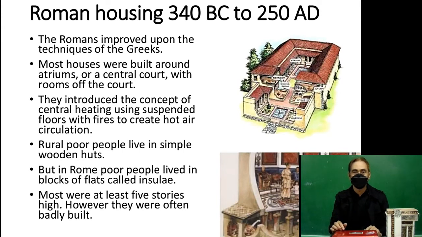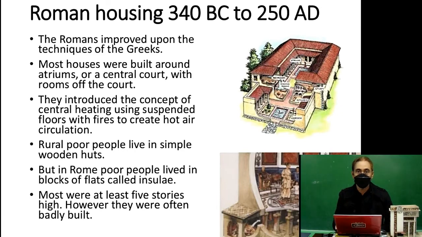Roman housing, 340 BC to 250 AD. The Romans improved upon the techniques of the Greeks. Most houses were built around an atrium or central court with rooms off the court. They introduced the concept of central heating using suspended floors with fires to create hot air circulation.